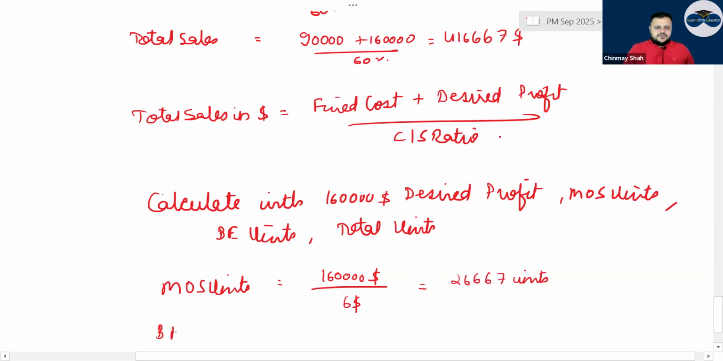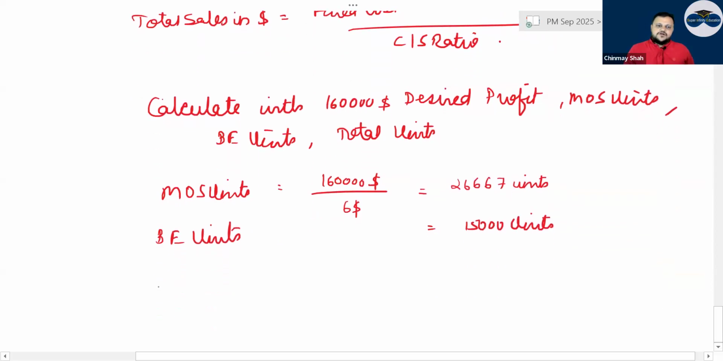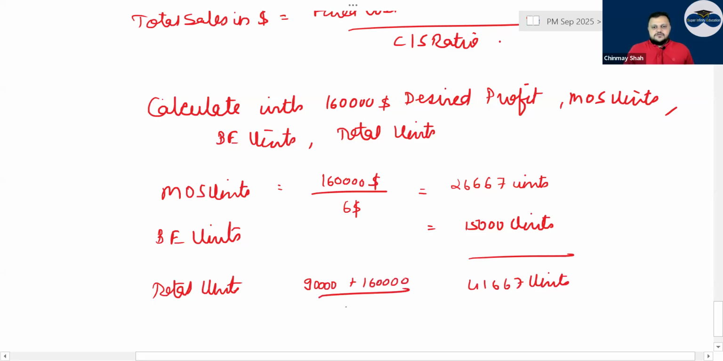Correct. How much are BE units that you have already calculated? 15,000 units. Last but not the least is what? Total units. You could directly add both of them and say 41,667. Or what is the other formula? Sir, 90,000 fixed cost plus 160,000 divided by contribution per unit. That is what? $6 in your case.